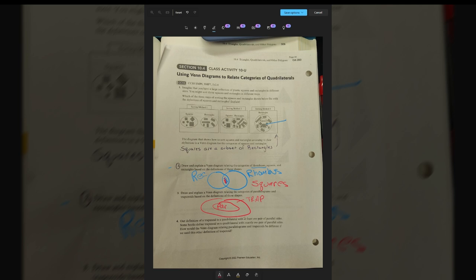So it says on the last one, our definition of a trapezoid is a quadrilateral with at least one pair of parallel sides. Some books define trapezoids as quadrilaterals with exactly one pair of parallel sides. So when I was a student, I learned that a trapezoid had exactly one pair of parallel sides, which means not a parallelogram. So that would be a disjoint set. So it's different than number 3. You would have parallelograms over here, and then you would have trapezoids over here.